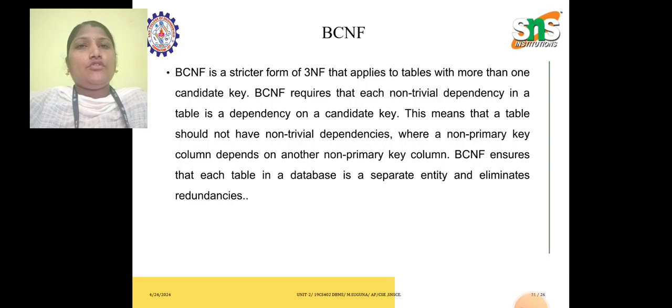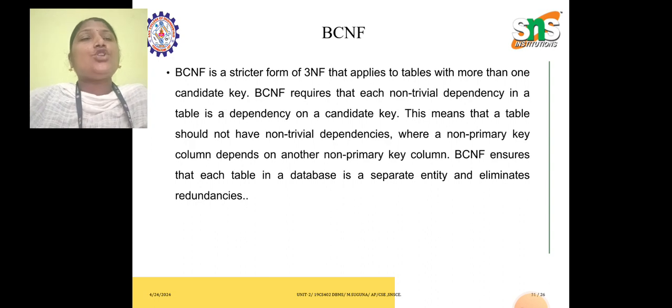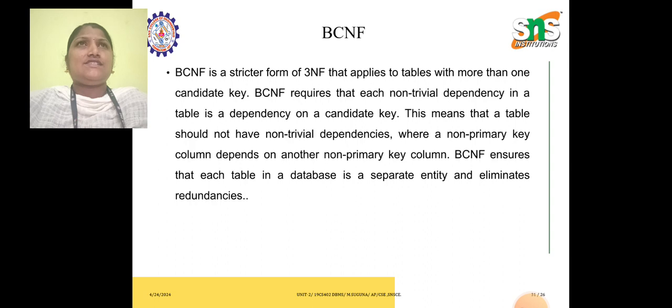Third normal form means the table should already be in the second normal form. Second normal form means the table should already be in the first normal form. First normal form means what? The table should contain an atomic value. While coming to second normal form, the table should contain atomic value and there should not be any partial dependencies. Third normal form means again the table should contain atomic value, there should not be any partial dependency and also there should not be any transitive dependency.